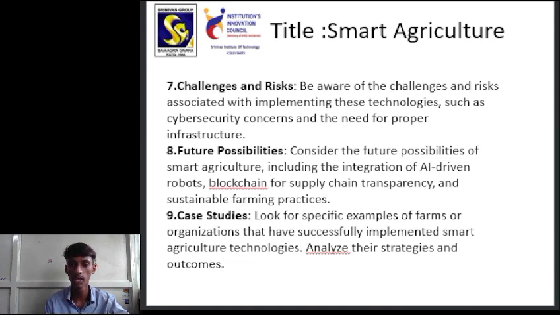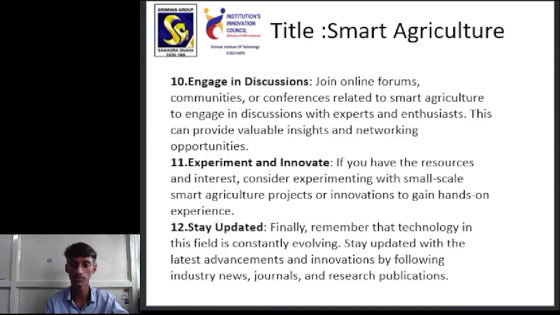Challenges and risks. Be aware of the challenges and risks associated with implementing these technologies, such as cybersecurity concerns and the need for proper infrastructure. Future possibilities. Consider the future possibilities of smart agriculture, including the integration of AI driven robots, blockchain for supply chain transparency, and sustainable farming practices. Case studies. Look for specific examples of farms or organizations that have successfully implemented smart agriculture technologies. Analyze their strategy and outcomes.